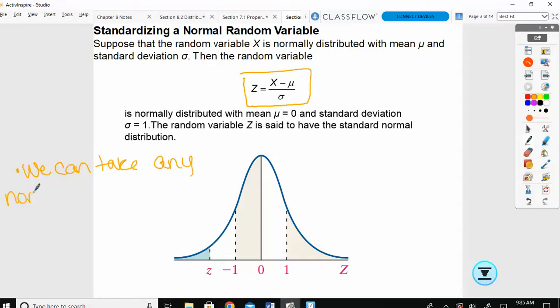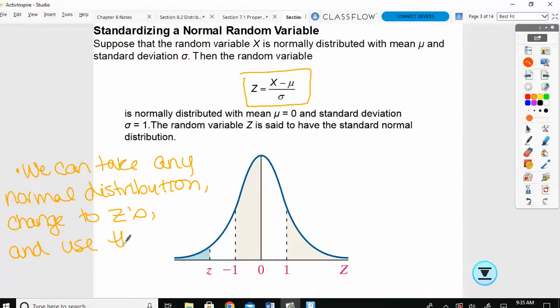any normal distribution, change to z's, find our z-scores, and use a probability table. And you actually have this probability table already.